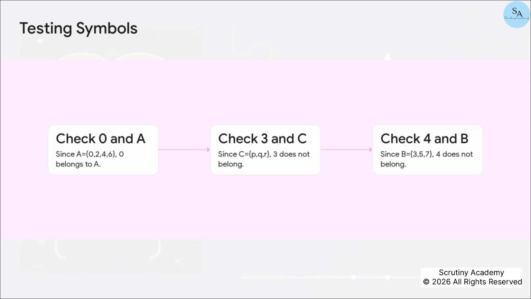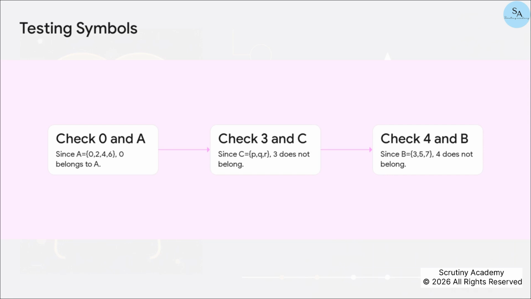Well, set C only contains the letters P, Q, and R. The number 3 is definitely not in there. So we draw our epsilon with a line through it, does not belong. Step 3, the number 4 and set B. Set B is 3, 5, 7. No 4 in sight. Again, we use the does not belong symbol.